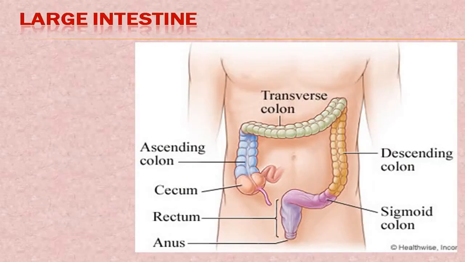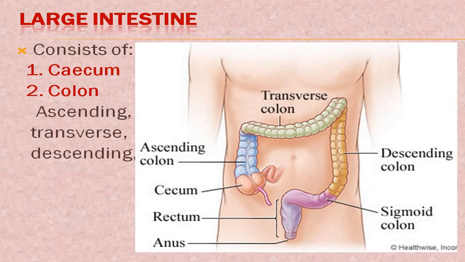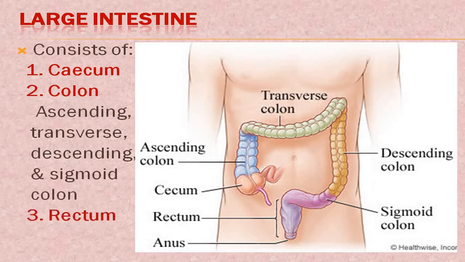Now the large intestine. Large intestine consists of the caecum and colon. Colon is further divided into 4 parts: ascending, transverse, descending, and sigmoid. Then the rectum, and the last part is the anus. As you can see in this figure, this is the caecum that leads into the ascending colon, then into the transverse colon, the descending colon, and this is the sigmoid colon, the last part of the colon, which leads into the rectum, and the rectum opens to the outside by the anus.